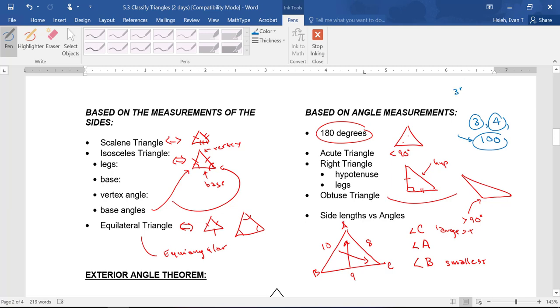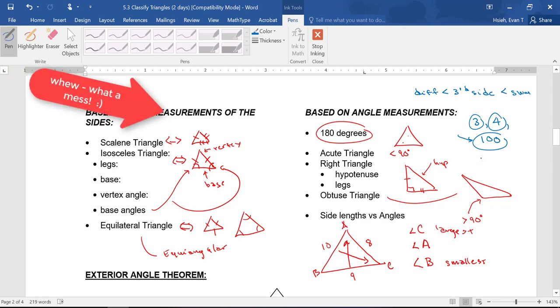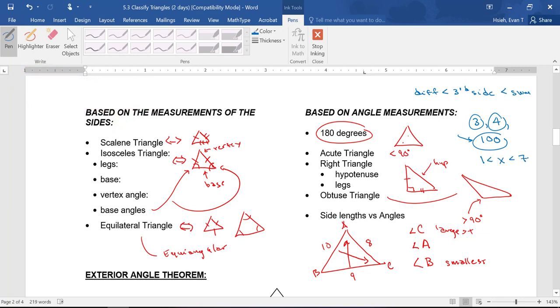So the limit's going to be basically this. The third side has to be less than the sum of the first two sides and greater than the difference. So in this particular example, it has to be bigger than 1 but the third side has to be less than, but it can't be equal to 7. Okay, hopefully that makes some sense.